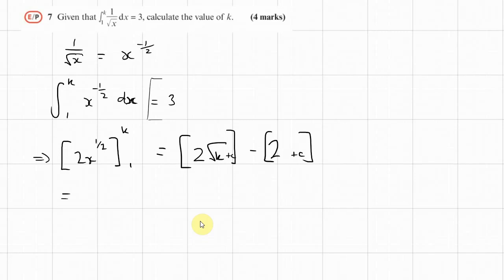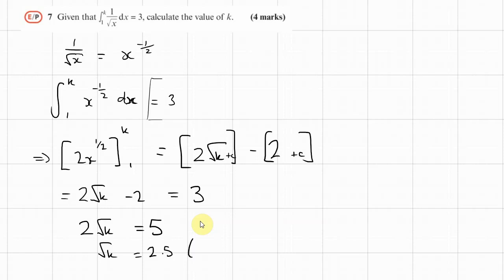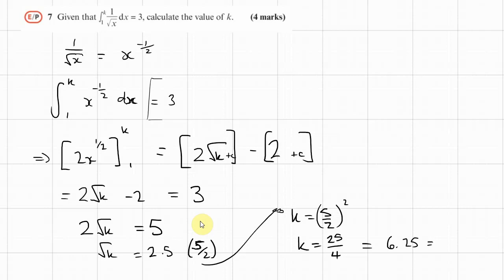So carrying on, we've got 2 square root k subtract 2, and I'm going to bring back in my equals 3. So adding 2 to both sides, I should say, we get this. I'm going to divide by 2. Probably better to say 5 over 2 at this stage, and then I'm going to square it. So got square root, so squaring it, we're going to get k equals 5 over 2 squared, which is 25 over 4, 6.25 if you want to put it like that. 25 over 4, I like it, or you can say 6 1/4, you can say all sorts. Anyway, that's what k is.